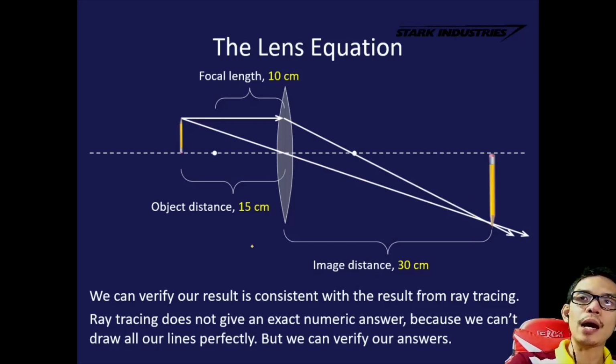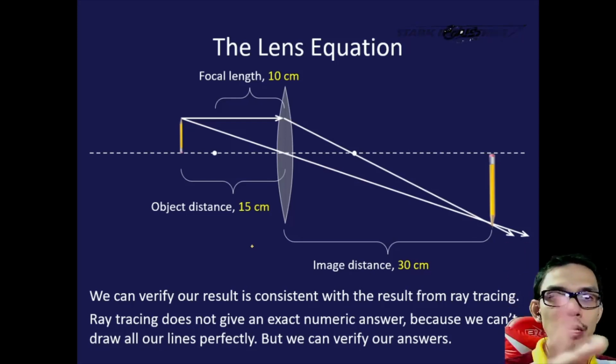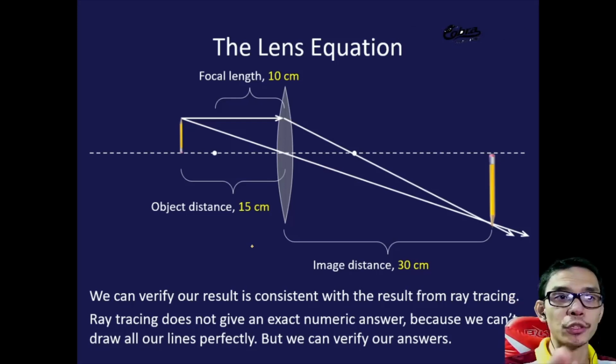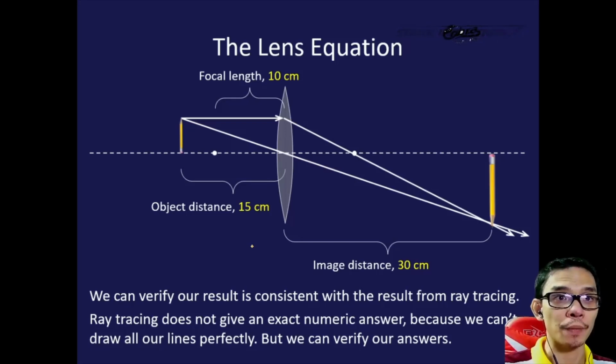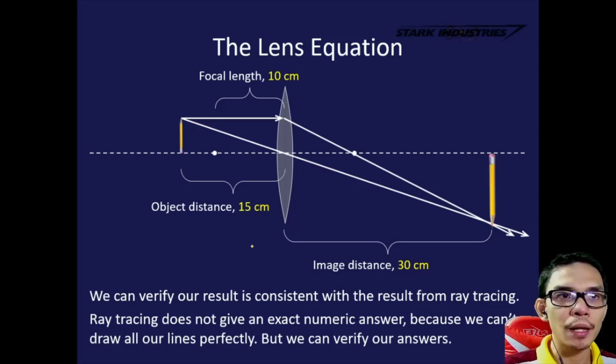So in this case, what is the lens equation? If you use the same method that we used to derive the mirror equation, the similar triangles method, then it will work as well on the lens equation since they have the same parameters. The lens and the mirror have the same parameters, and both of them follow the similar triangle concept.